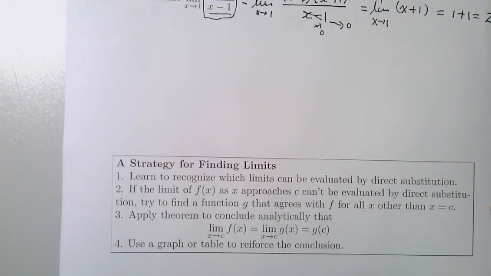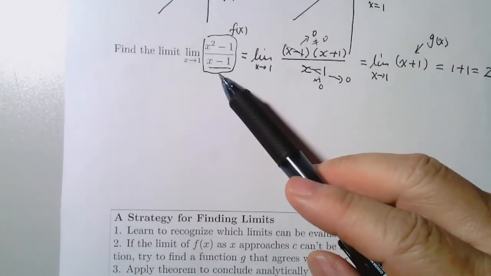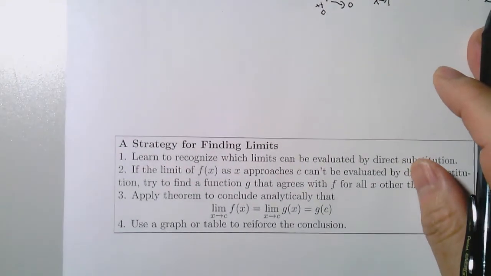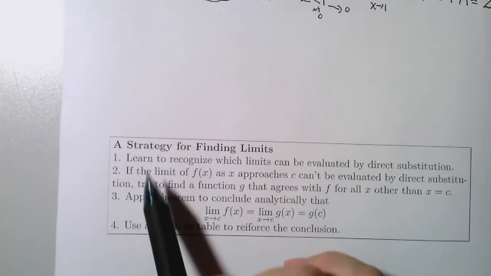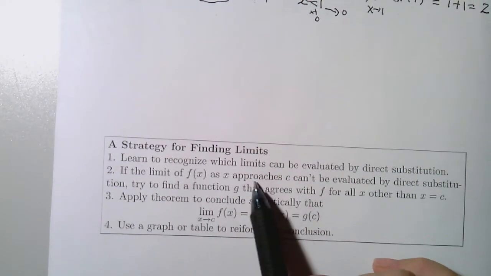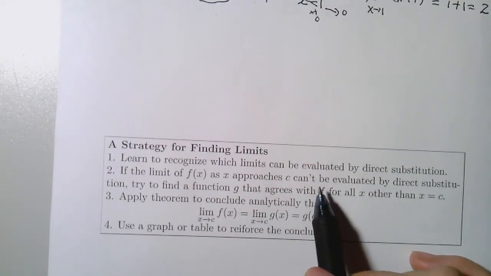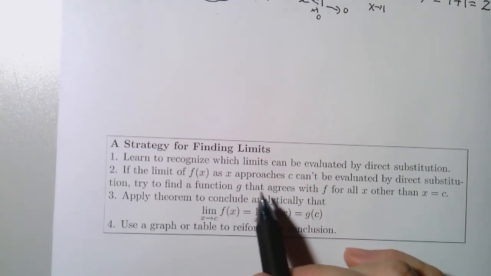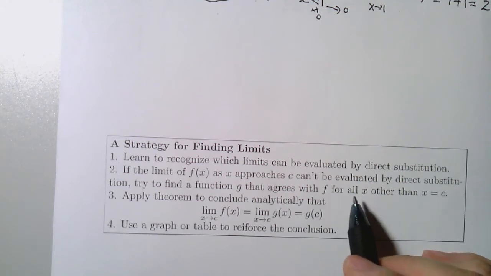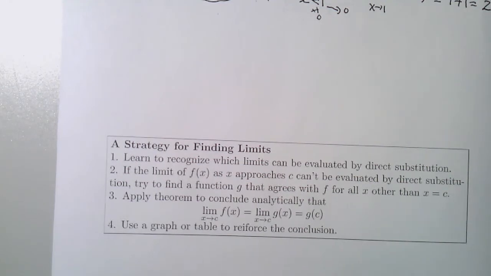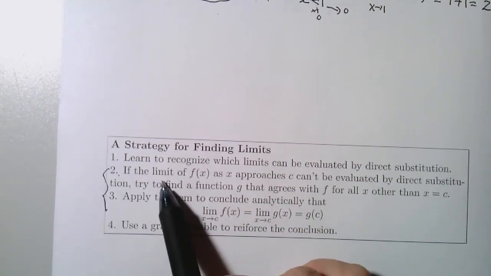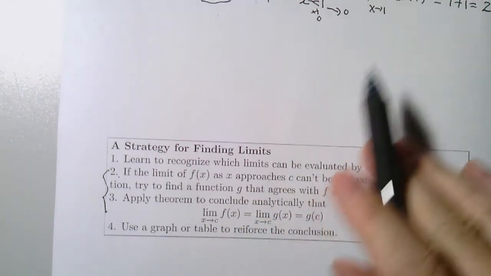What happens if you can't directly do substitution? If you do direct substitution in a case like this, that's going to be 0 divided by 0, so it does not exist. Then what are you going to do? If the limit of f(x) as x approaches a number c cannot be evaluated by direct substitution, try to find a function g that agrees with f for all x other than x equal to c. That basically means steps 2 and 3 mean you apply the theorem.